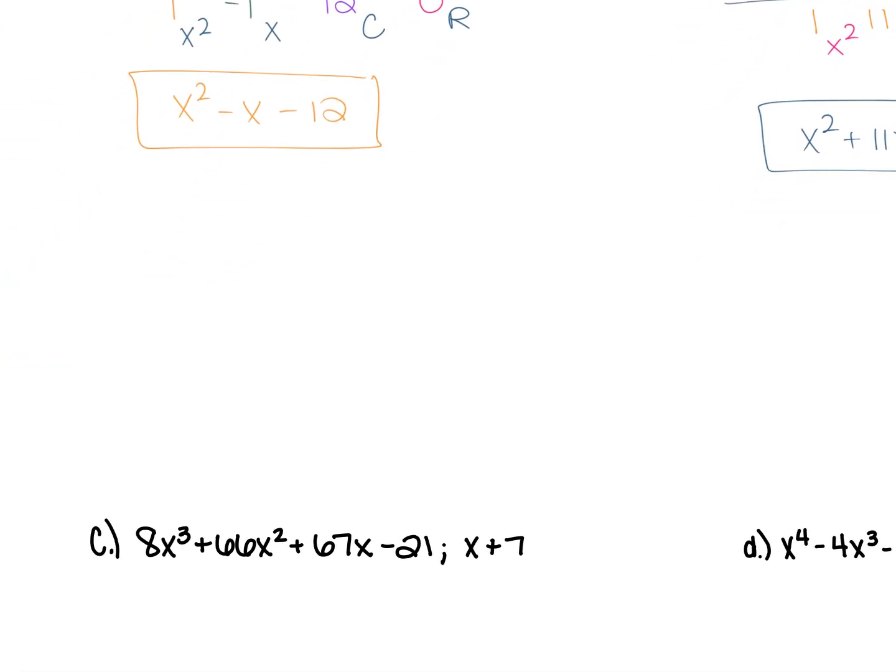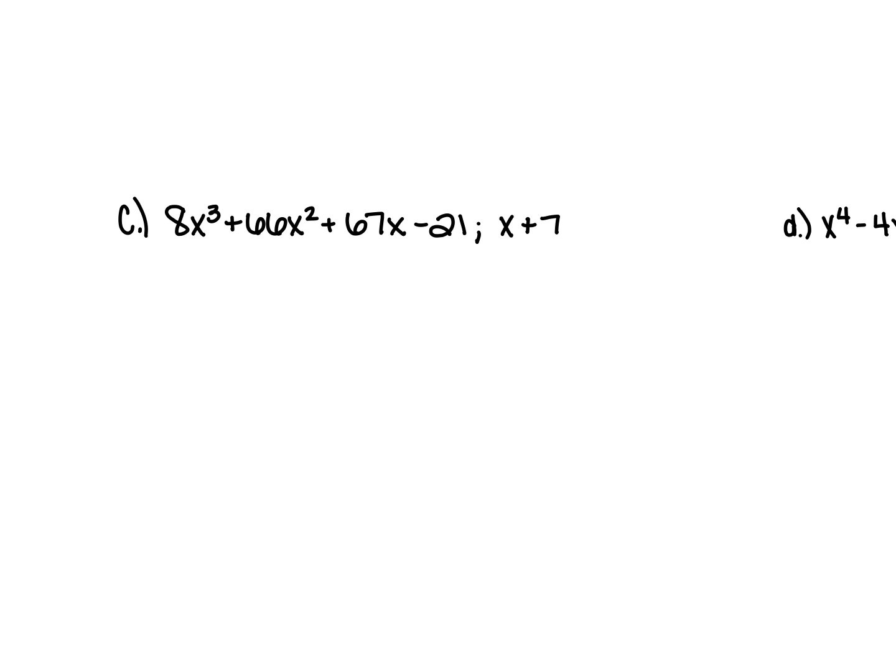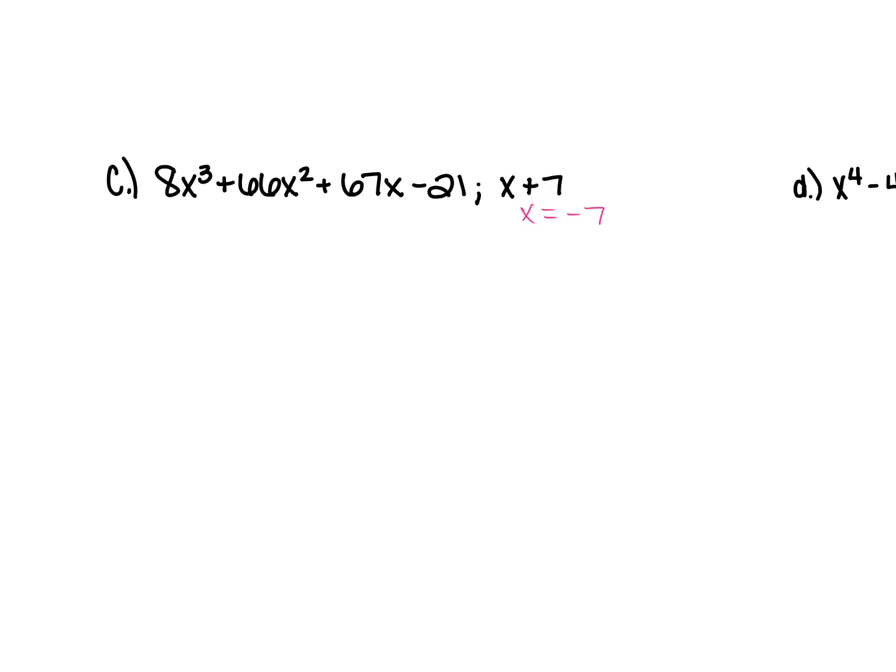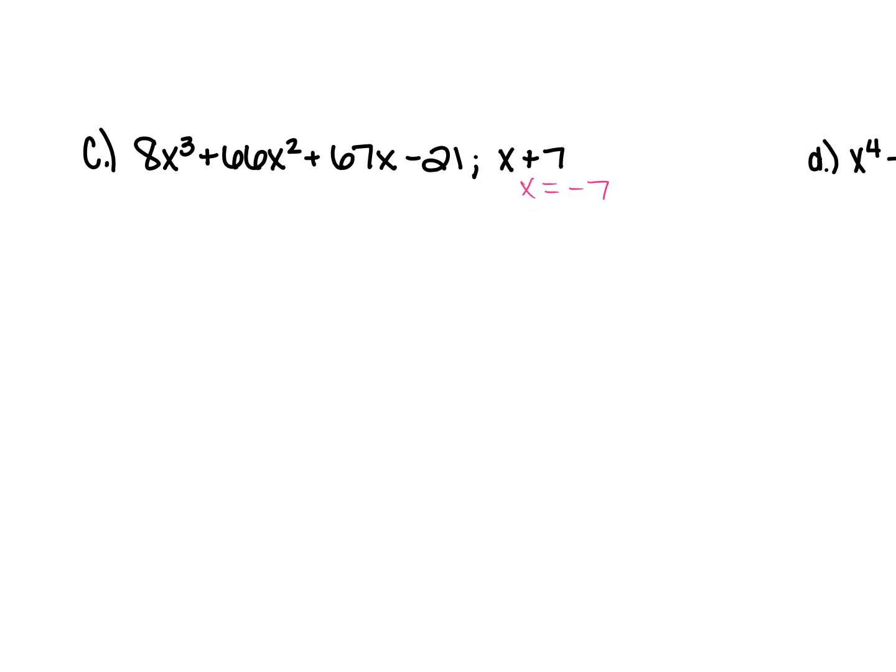For example C, we have 8x cubed plus 66x squared plus 67x minus 21 divided by x plus 7. So with this one, again, we solve for x in the x plus 7. We get that x is equal to negative 7. Our coefficients and constants, we have all of our terms. So we have 8, 66, 67, and negative 21. So on the outside, we're going to have negative 7. On the inside, we're going to have 8, then 66, 67, and negative 21.